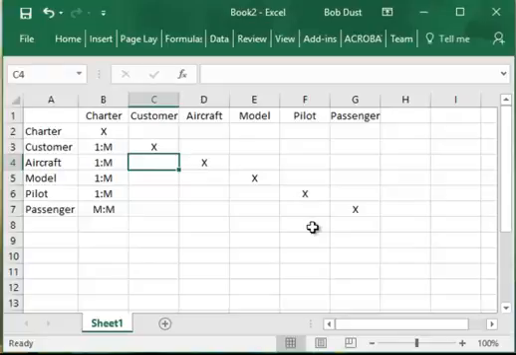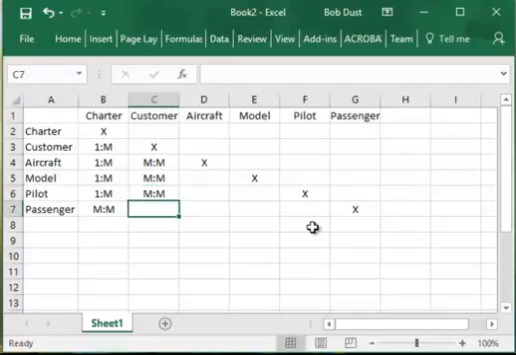Looking at the next set, we have customer to aircraft. So a customer, because they can have more than one charter, could have multiple aircraft, and an aircraft could be for more than one customer. Again, because aircraft is a function of model, we have the same relationship. Same with pilot. A customer, because they can have multiple charters, can have a different pilot for each charter, so they would have many pilots. And of course, a pilot can fly for more than one customer, so it would be a many to many.